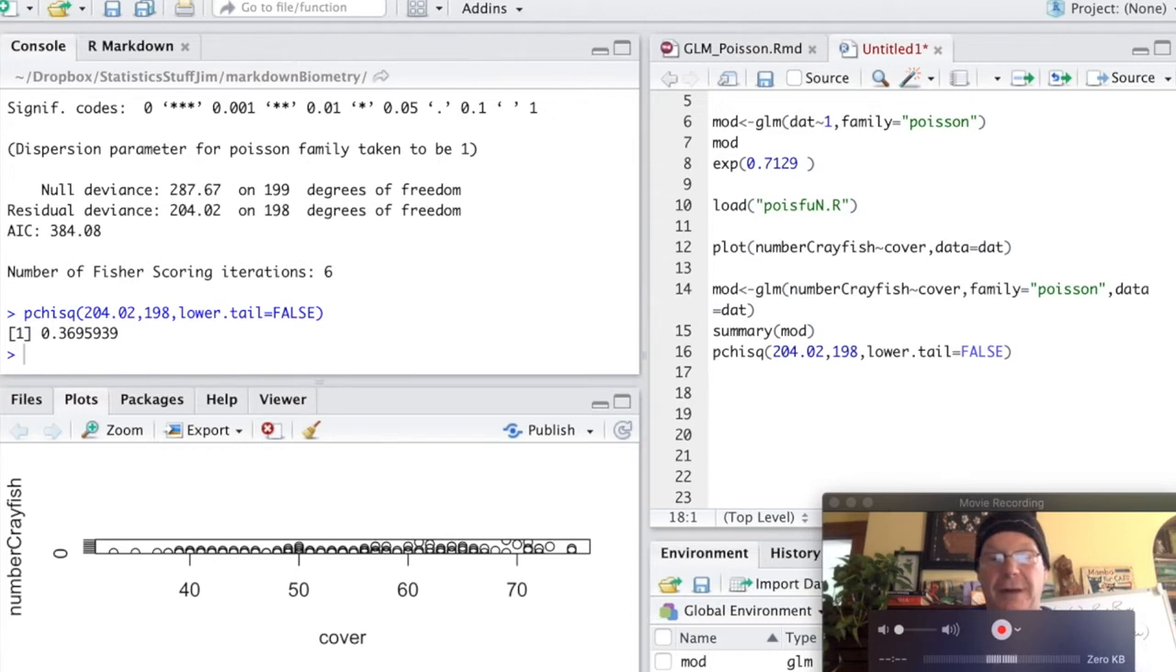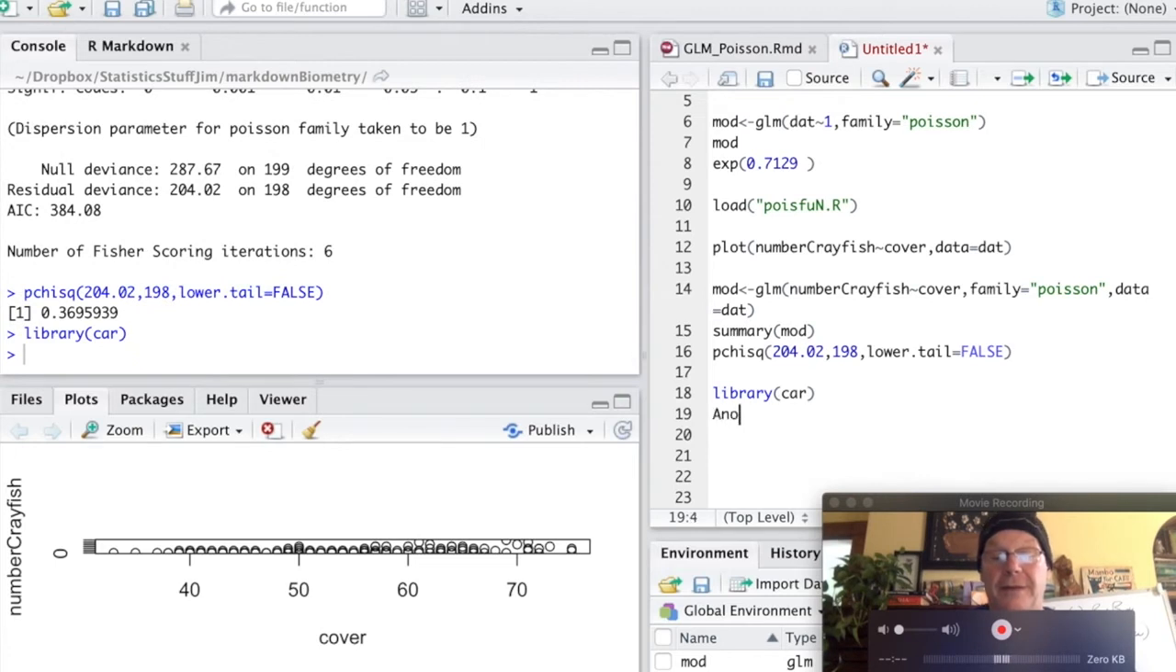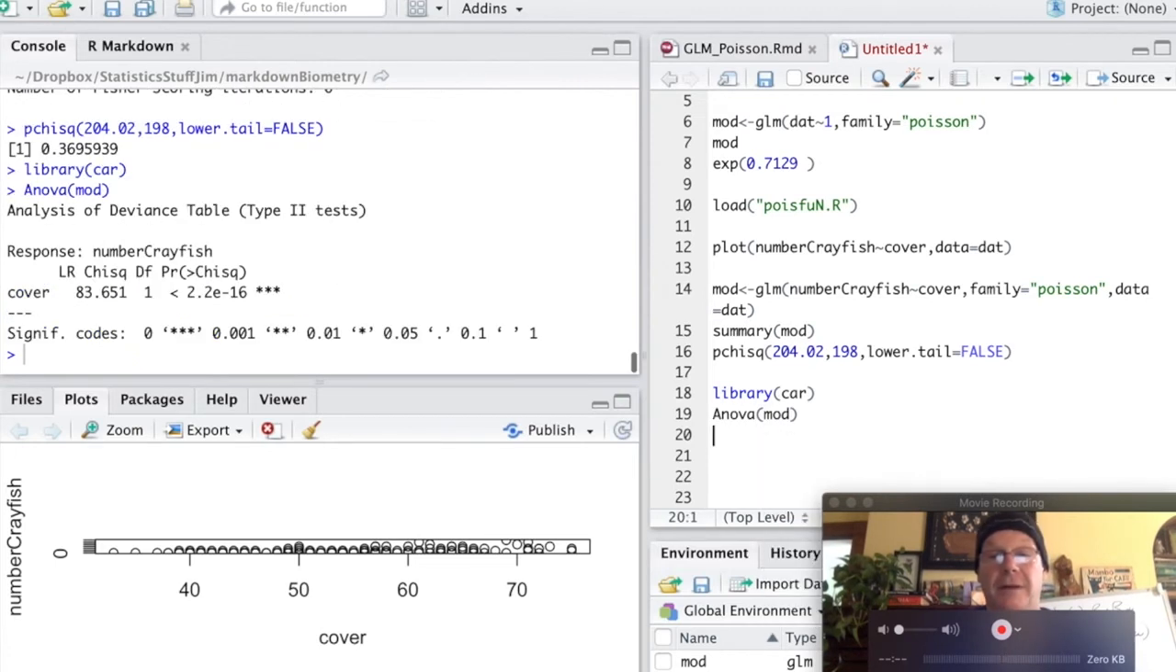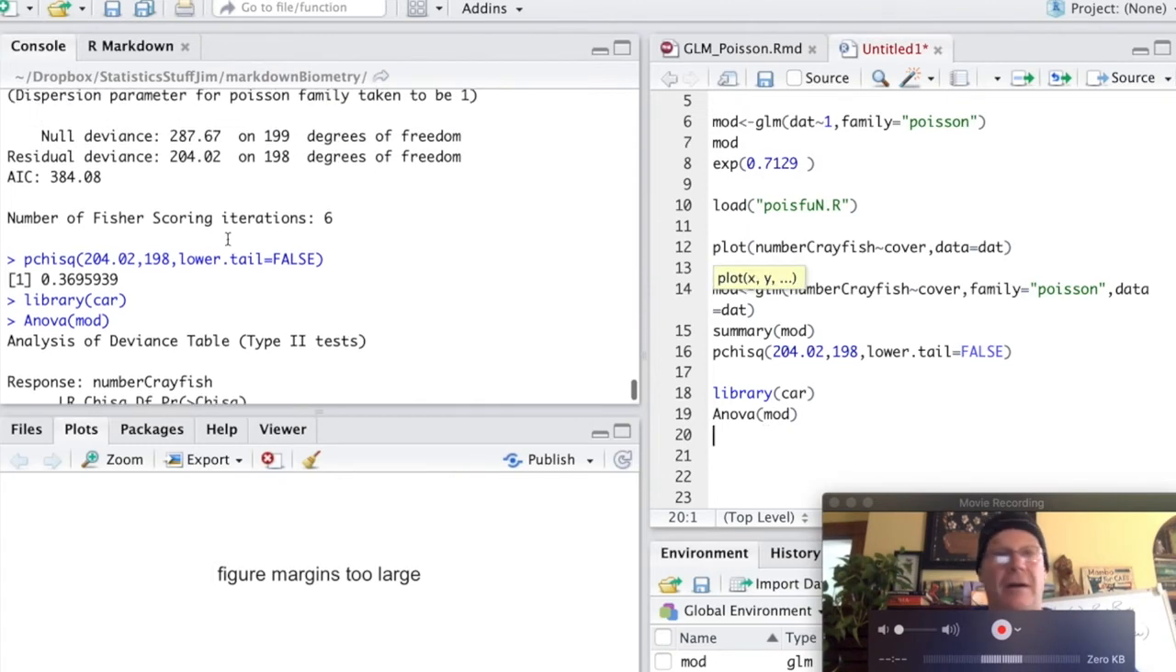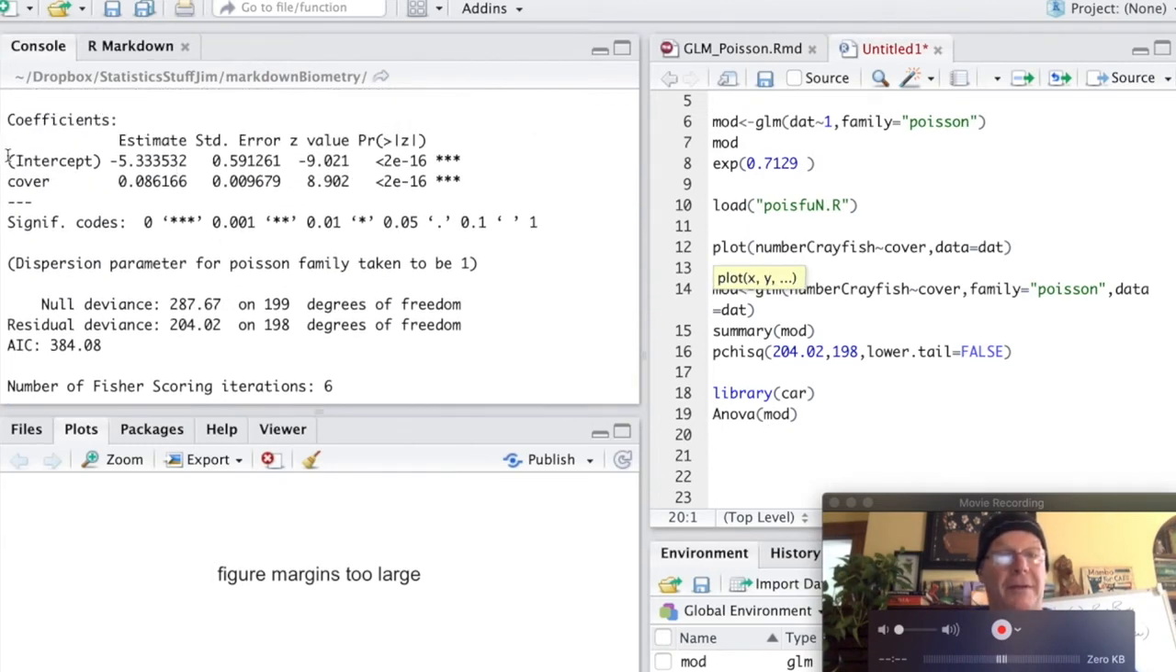So once we got to that point, then we could start to think about the hypothesis testing part. So we could go ahead and load in that package car, which we have used a lot, and I'm going to go ahead and do an ANOVA on our model, and it's going to do that likelihood ratio test for us, the analysis of deviance. And that's our p-value associated with that. So that's telling us that it's actually a pretty good job for us to continue to include cover in there as a predictor, as opposed to just saying cover doesn't matter and all we can do is estimate that parameter for lambda.